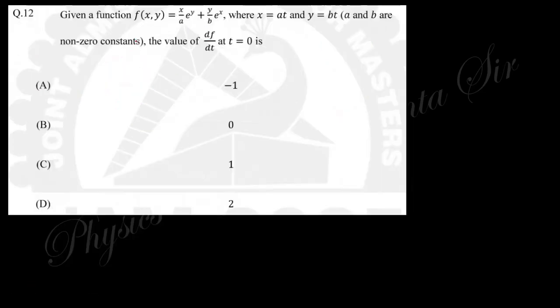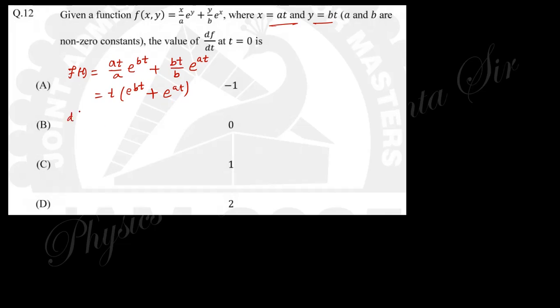Next question. A given function f of x, y is like that, where x equals at, y equals bt. We need to find df/dt. This function is in terms of x and y, so we need to change it in terms of t. So f of t equals x by a, that is at divided by a, times e to the power y, y is bt, plus y, that is bt divided by b, times e to the power x, x is at. So this gives you t e to the power bt plus e to the power at.